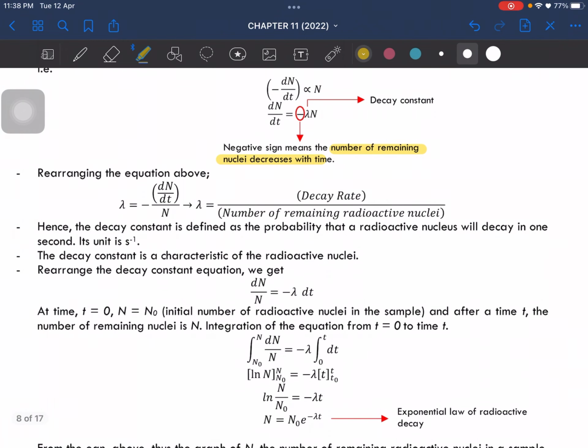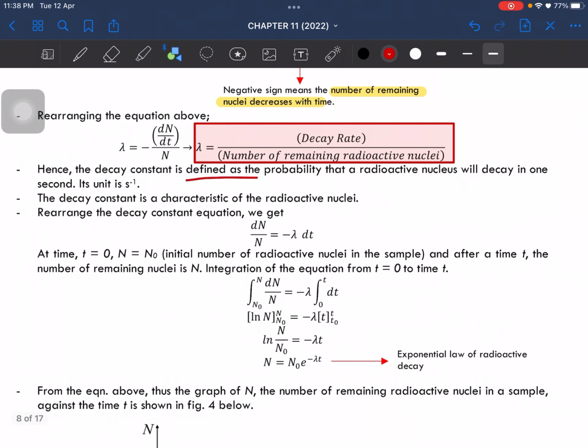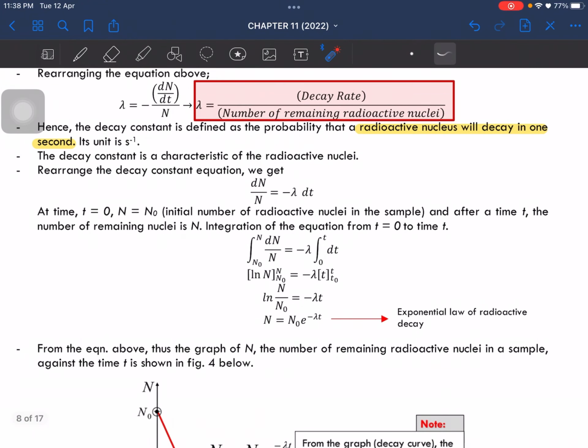Okay, so rearranging the equation above, we get that the decay constant is just this. Okay, so the decay constant is then defined as the probability that a radioactive nucleus will decay in 1 second. So the unit is per second. So the decay constant is a characteristic of the radioactive nuclei.